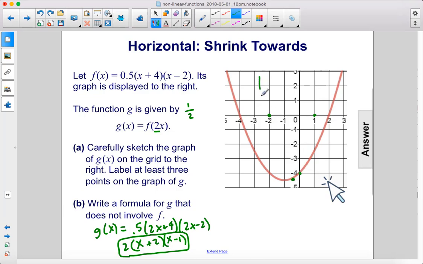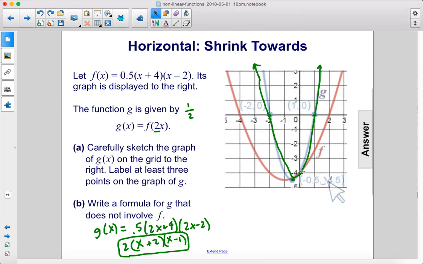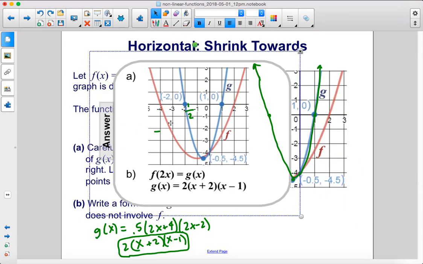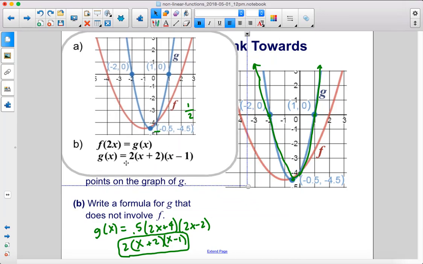So we can draw our parabola like that. And here we go. So as you can see, our vertex was at negative 1 comma negative 4.5, and now it's at negative 0.5 comma negative 4.5 because the x coordinate decreased by half. So, and there we go, and our new equation.